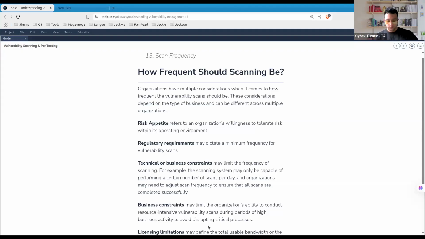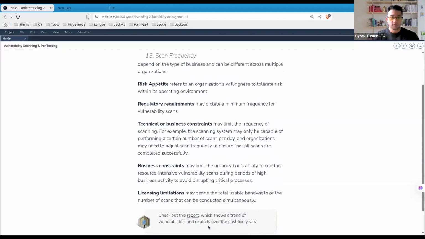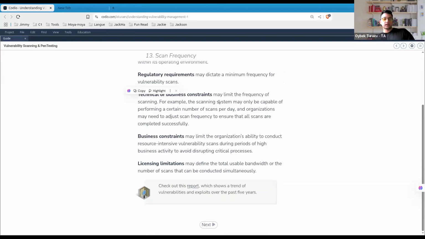I think most organizations do vulnerability scans weekly or every 3 days, but it still depends on what your organization wants. Here they are saying risk appetite refers to the organization's willingness, and then regulatory requirements we need to know, like PCI DSS says, and then technical or business constraints. Yes, that's a very critical point here.